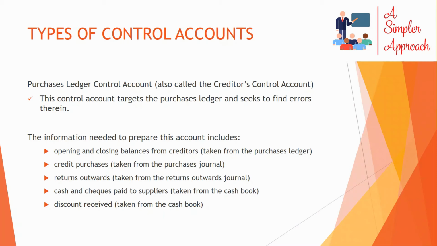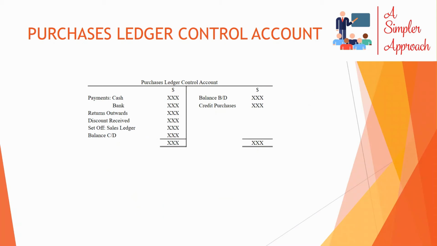You need returns outwards, taken from the returns outwards journal. You need all cash and checks that are paid to suppliers. That is taken from the cash book. And discount received, discount that is given by us to our creditors. That is also taken from the cash book. Now, when you take all of that information, this is what you do with it. This is the purchases ledger control account, the outline.